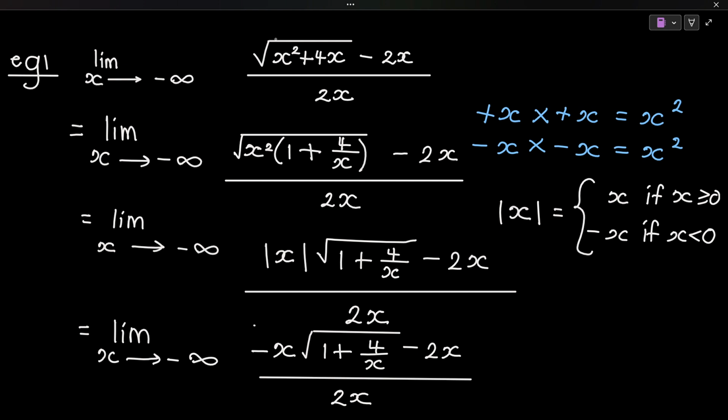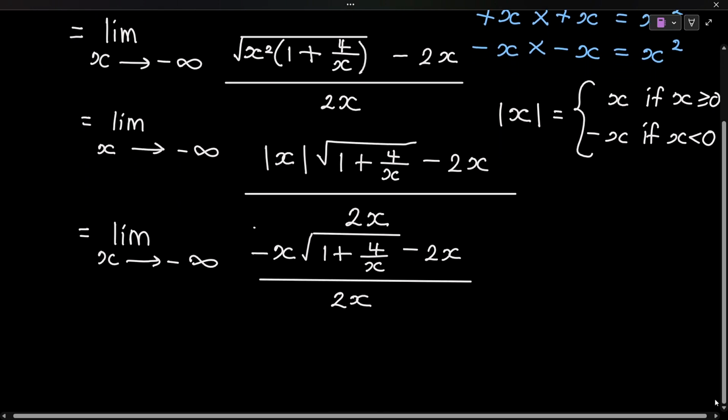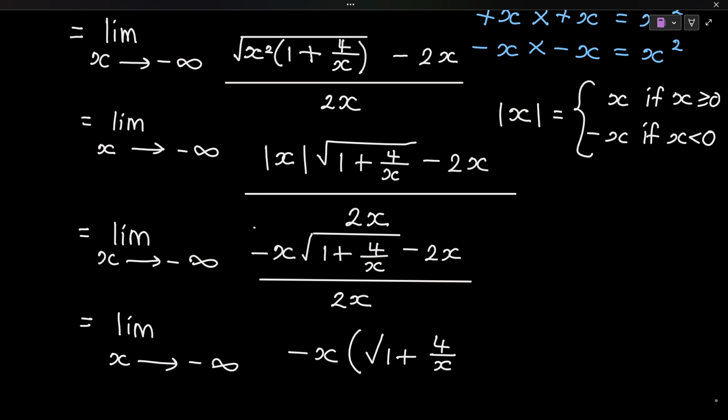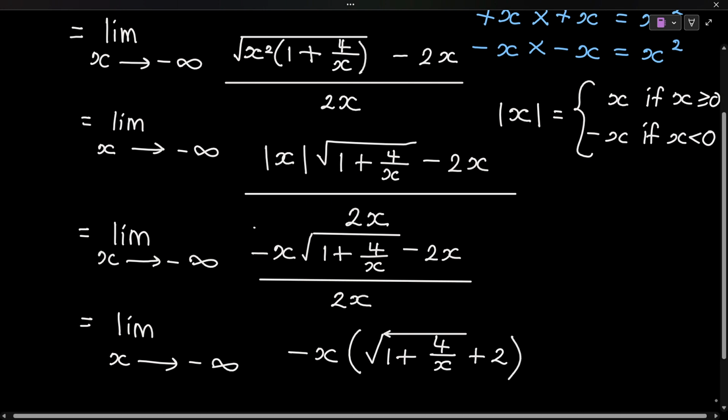Now at this point, we notice that our two terms in the numerator have something in common with each other. They both contain negative x. So as our next step, we can factorize. So in our numerator, let's pull out negative x as a common factor. From the first term, we're left with the square root, and from the second term, we are left with plus 2. And in the denominator, we have 2x.